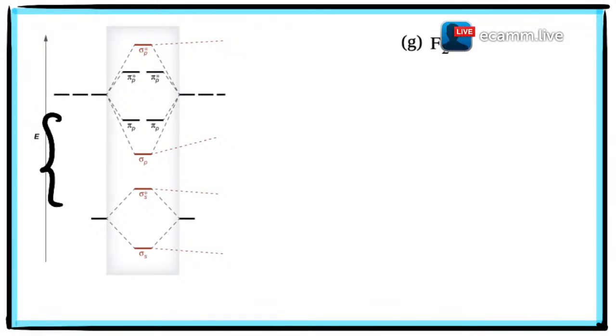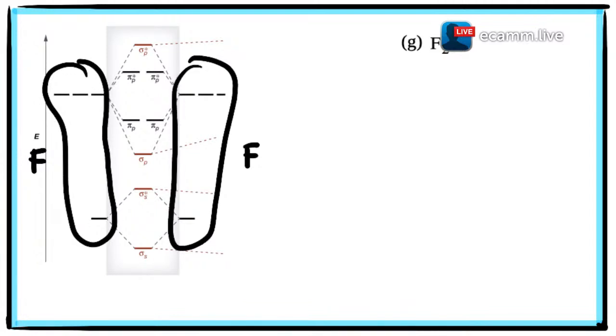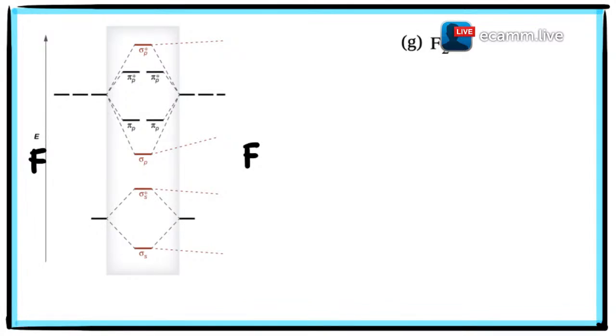So on this side, we have one fluorine. So I have an F here. And then on this side, I have the other F. Now, before we even write anything in the middle, we're going to write how many electrons we have on both sides. So, let's see. Remember your valence electron configuration for fluorine, right? Now, fluorine is in group 17, so I'm just going to say valence, right?